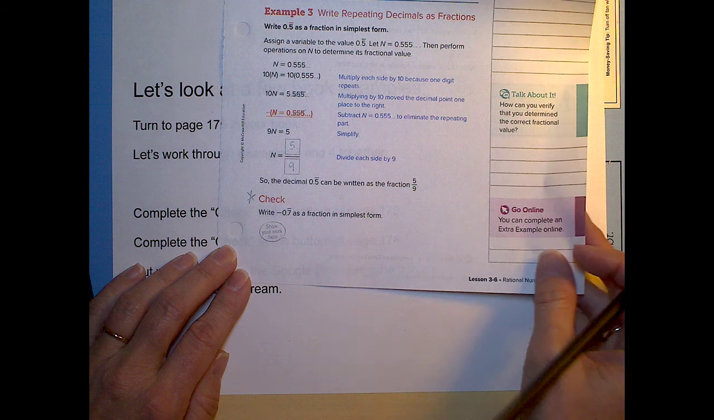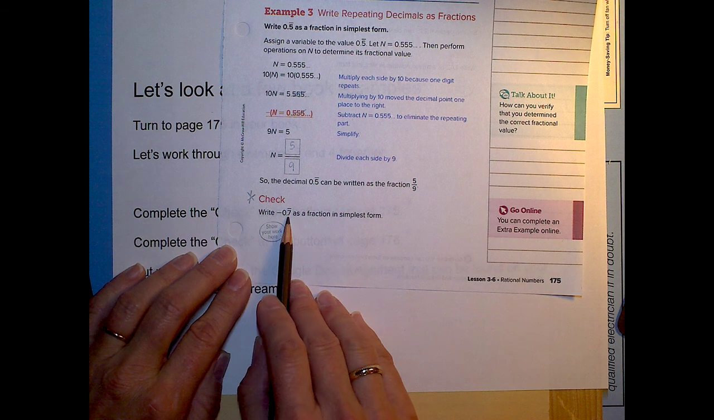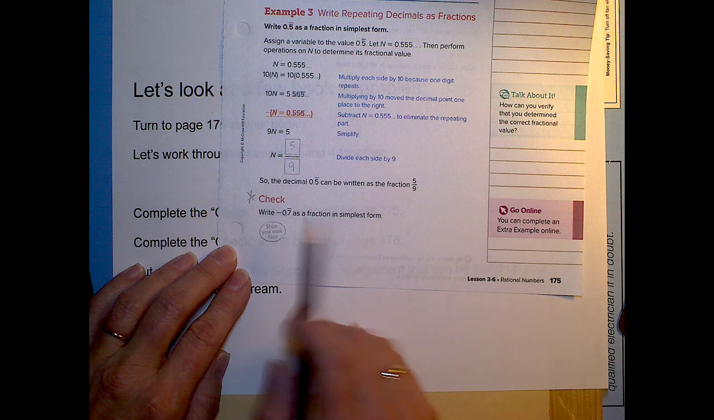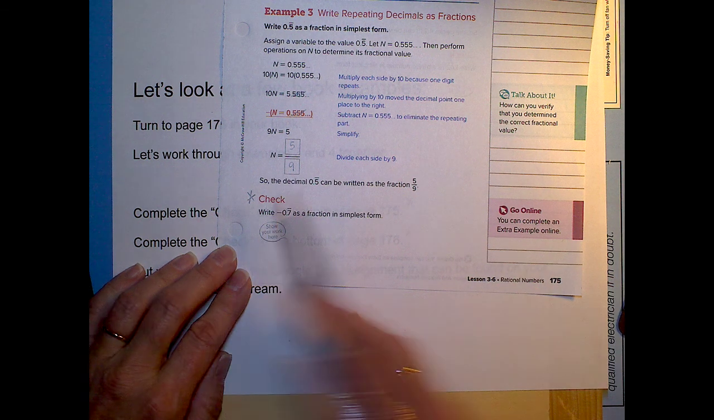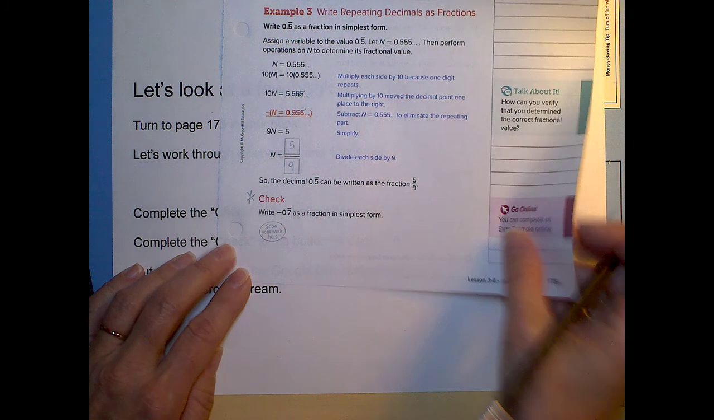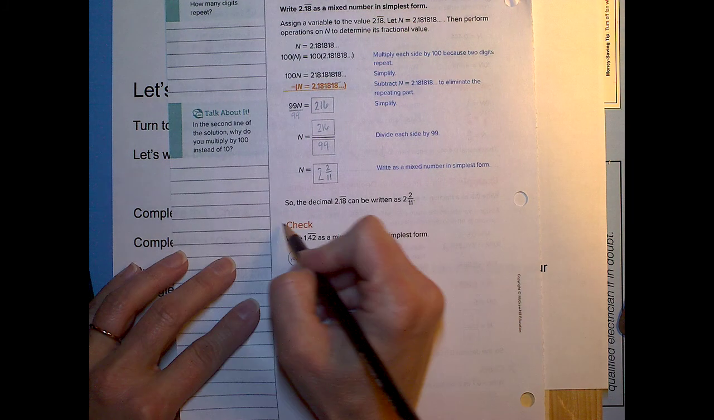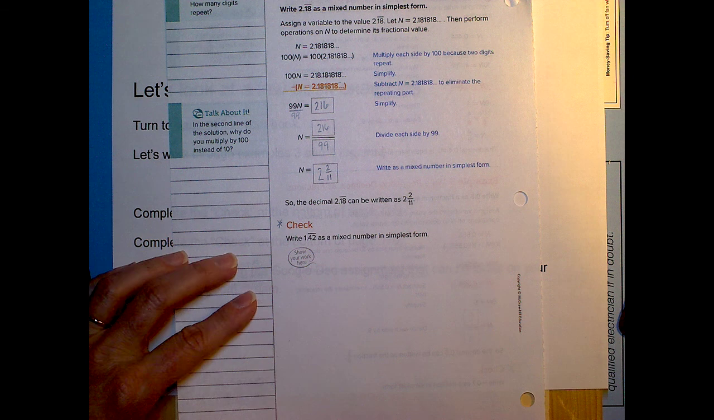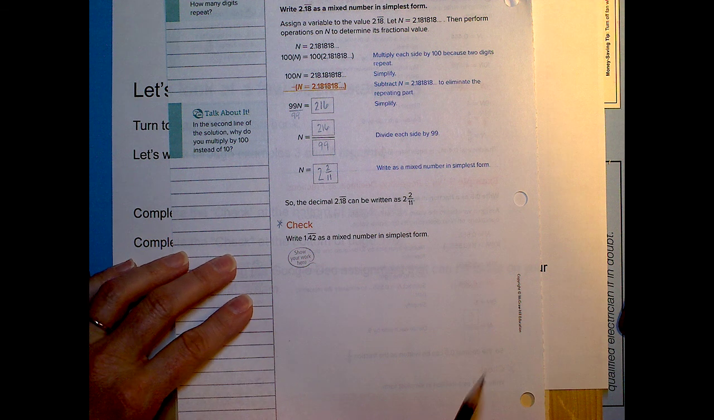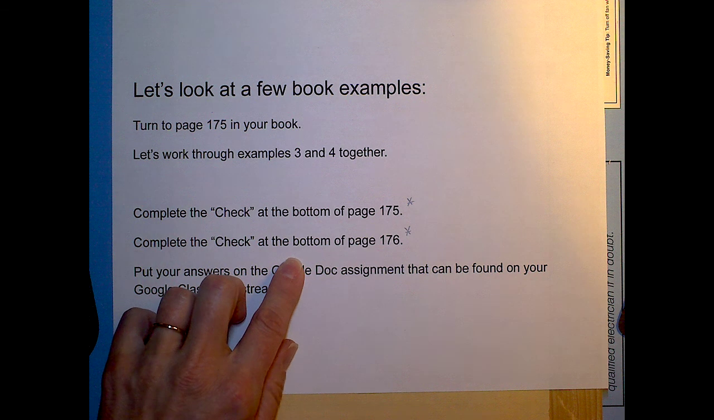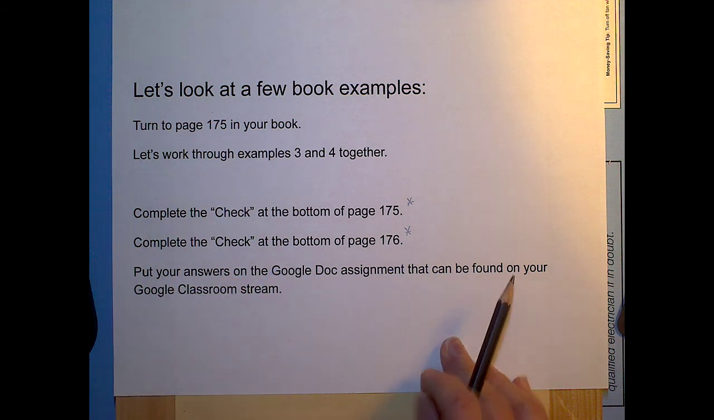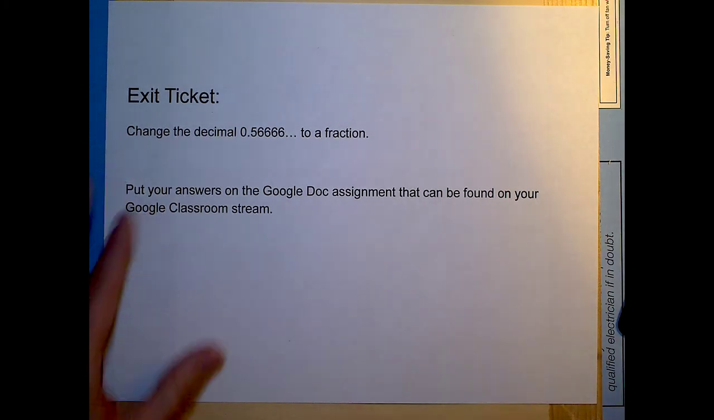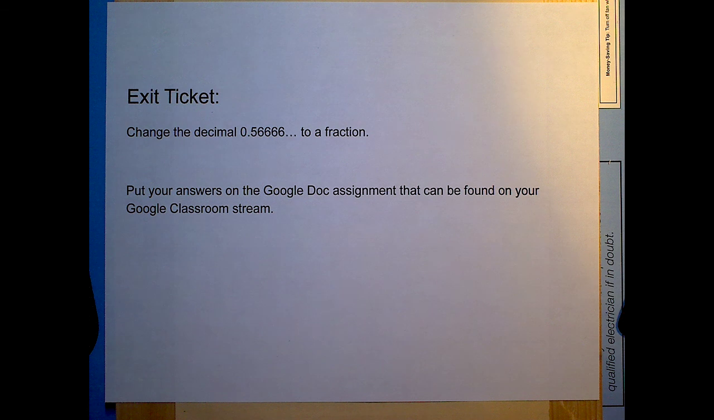You're going to change a negative 7 tenths repeated, okay? Don't let the negative sign fool you. Just do it the normal way and stick a negative sign at the end, okay? And you're going to do this check for me right here on page 176. So you're going to have those 2 items on the Google Doc as well. And finally, you're going to do this exit ticket for me also. So on your Google Doc, you're going to have your warm-up, the 2 check problems, and this exit ticket.